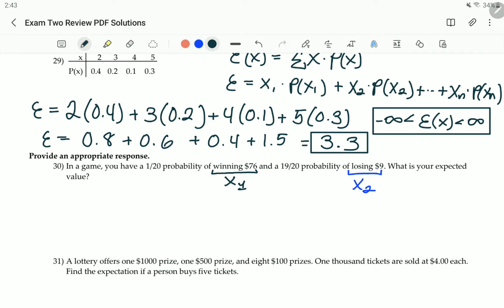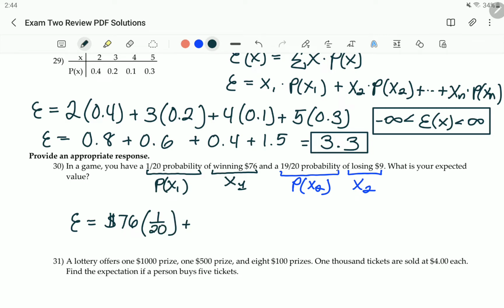The probability of event 1, we have a 1 in 20 chance of winning the $76. That's the probability of event 1. And the probability of me losing $9 is the probability of event 2. So now we can find our expected value. Event 1 is $76 times the probability of me winning $76, that's 1 out of 20.